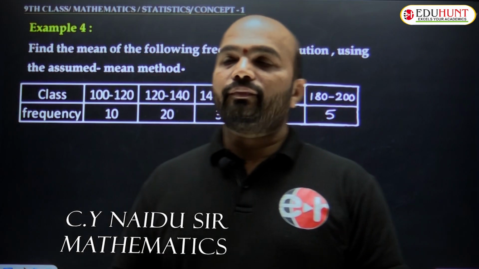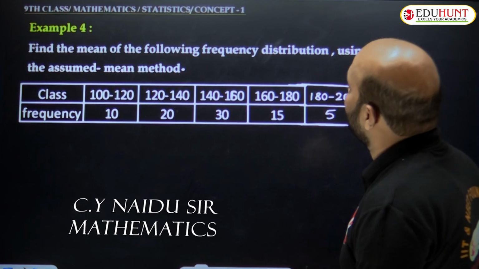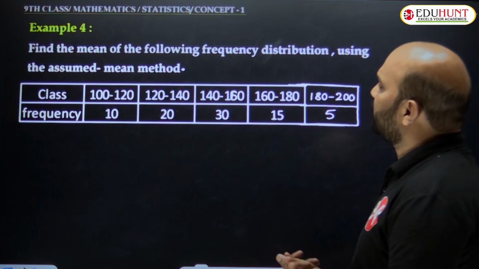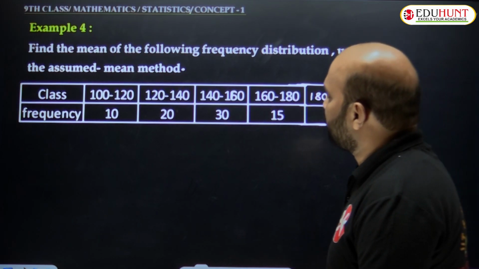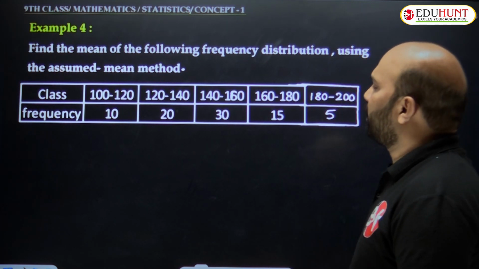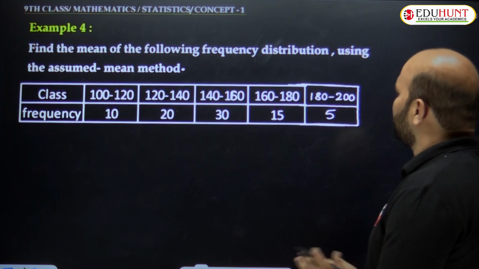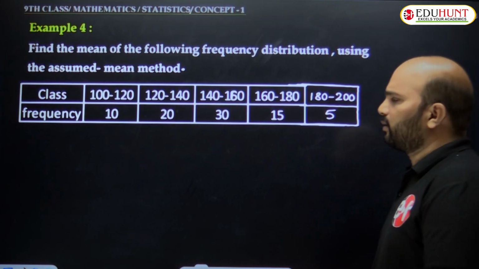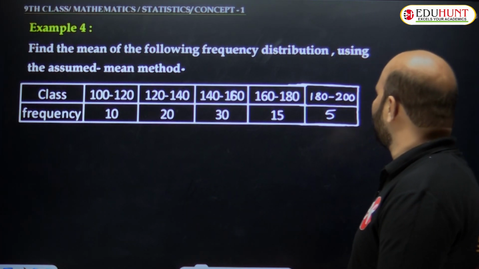Have a look at example number 4. Find the mean of the following frequency distribution using the assumed mean method. Here what I am given is class intervals and frequency. The class intervals are 100 to 120, 120 to 140, 140 to 160, 160 to 180, 180 to 200. Frequencies are 10, 20, 30, 15 and 5.